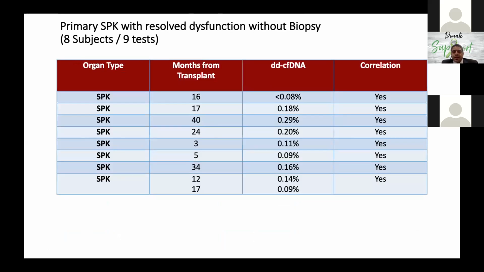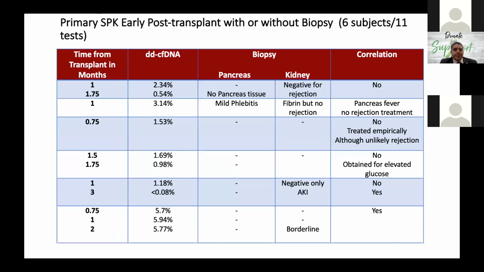So here we have very good performance. These are cases of SPK, simultaneous kidney and pancreas, where there was dysfunction. We ordered the test, it was negative, the dysfunction resolved, and we felt good about that negative test to reaffirm what we were looking for.